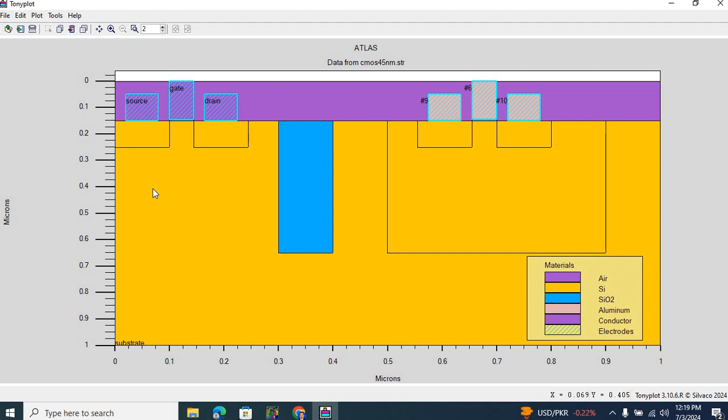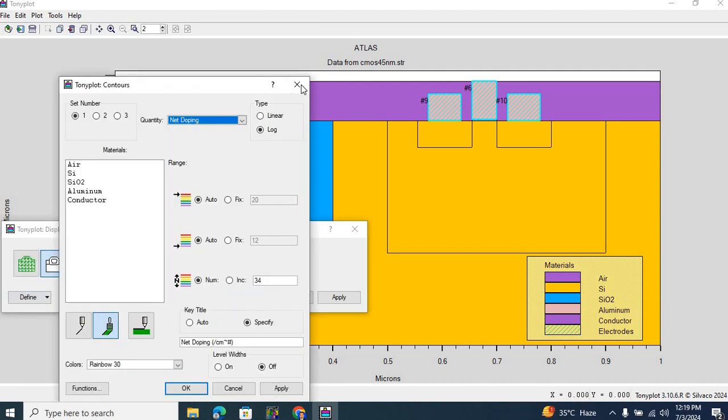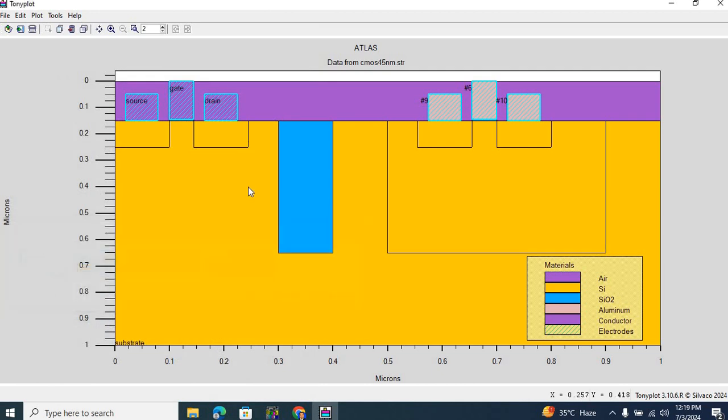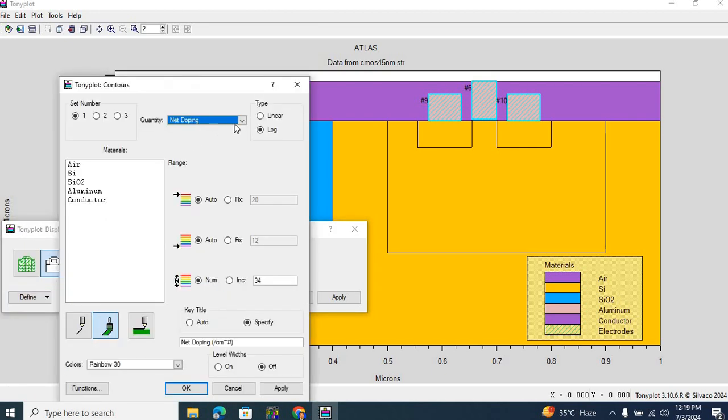We might like to look at the electron concentration profile of the NMOS of this structure as well. So for that purpose, let me do it once again. I was kind of fast. Right click on the structure, hit display, click on these contours, go to define, and then click on contours, then okay, we click on electron concentration, and then we hit apply.